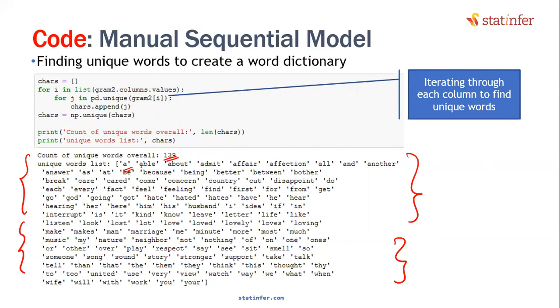There are only 139 unique words in the whole data. There are 139 unique words: a, about, able, admit, affection, all, and others like that, love, etc. These are all the distinct words overall.